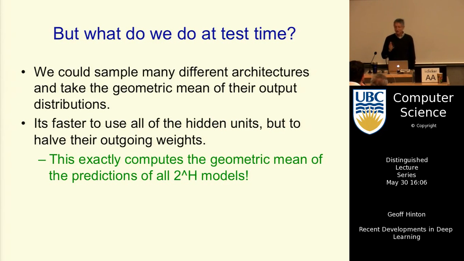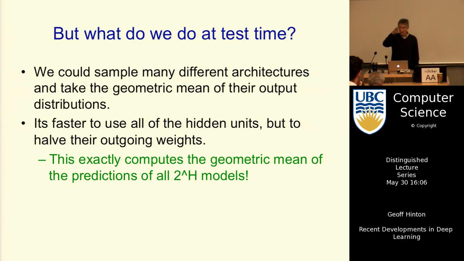One question is, what do we do at test time? Do we have to run exponentially many models? And here's a neat trick. At test time, instead of leaving out the units with a probability of a half, you just halve their outgoing weights. So you get the same expected value out, but with no variance at test time. And so you're using all the units, but each is only half as strong. And it turns out that does exactly compute the geometric mean of all 2 to the h models. And so you sort of get it for free.